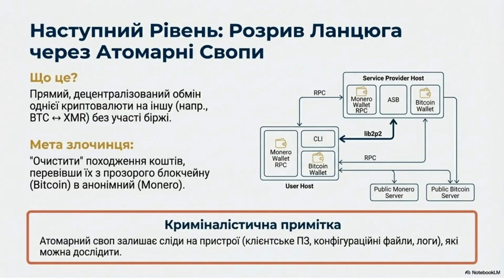Criminals may use atomic swaps, a decentralized exchange of one cryptocurrency for another, like BTC to XMR, without an exchange. The goal is to "clean" the funds by moving them from a transparent blockchain like Bitcoin to anonymous Monero. Importantly, atomic swaps leave traces on the device, such as client software, configuration files, and logs, which can be investigated.